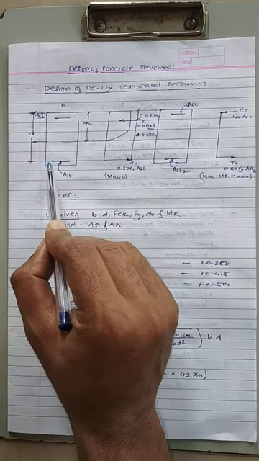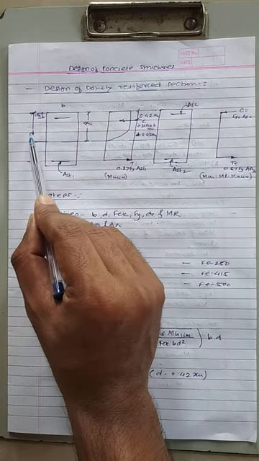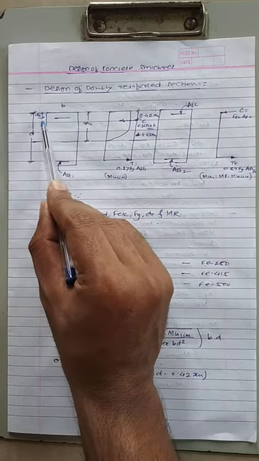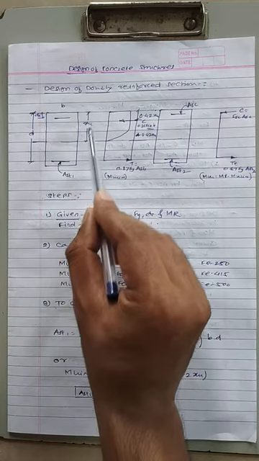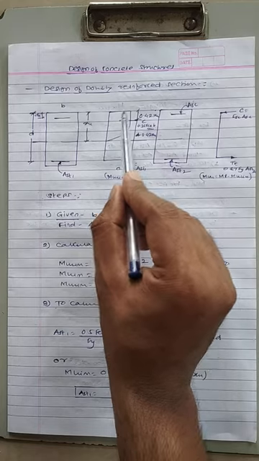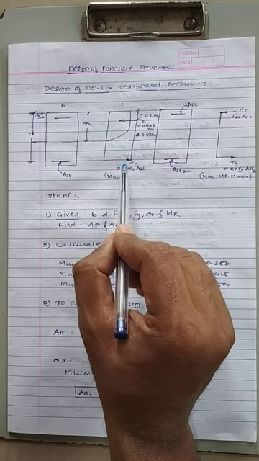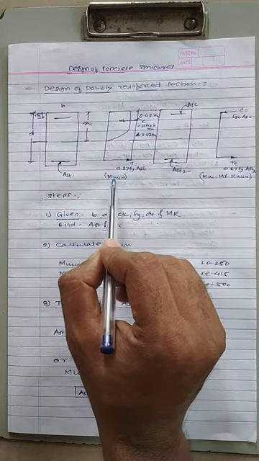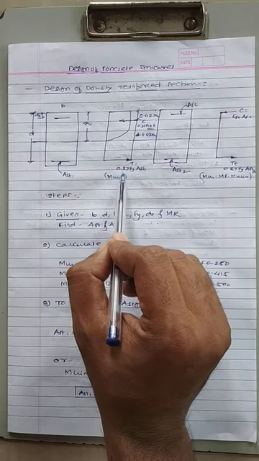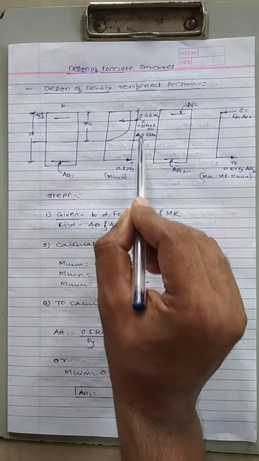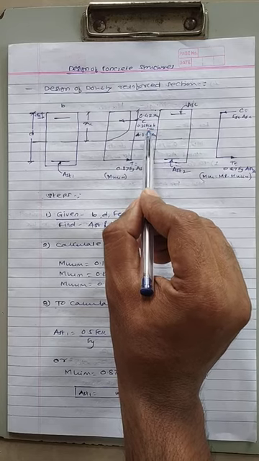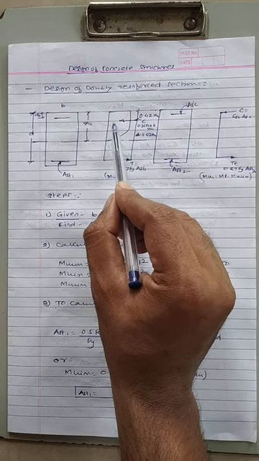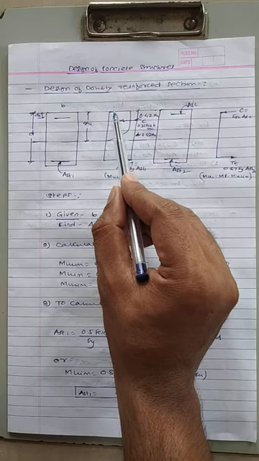This is the cross section of the beam having width B and effective depth D, with effective cover DC on the compression side. This is the XU. This is a stress distribution diagram for a balanced section. For the balanced section, the T force will be 0.87 Fy AST1 and the C force is 0.36 FCK B into XU. That C force is only due to the concrete above the neutral axis.